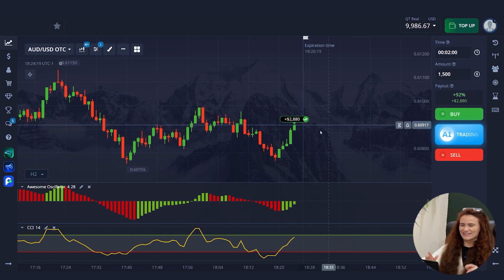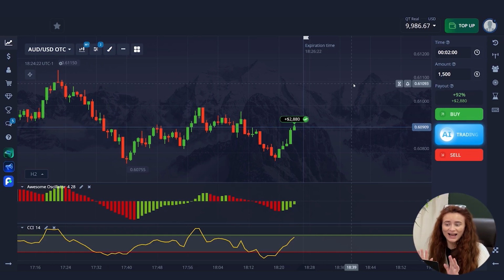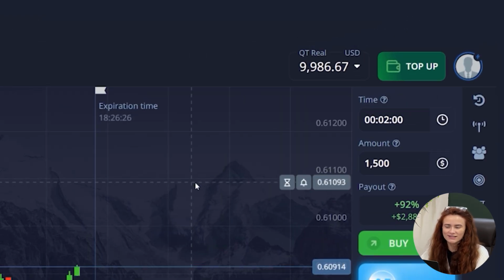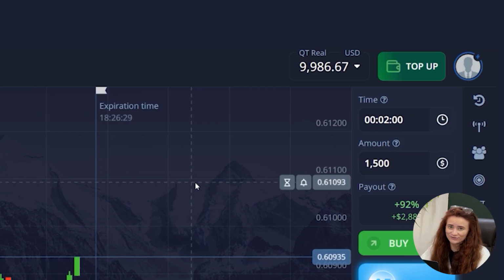And bingo, guys, the last trade is also profitable. As you can see, my capital has increased to $9,986. It's just excellent results, and I think on this, we can conclude our trading session today.